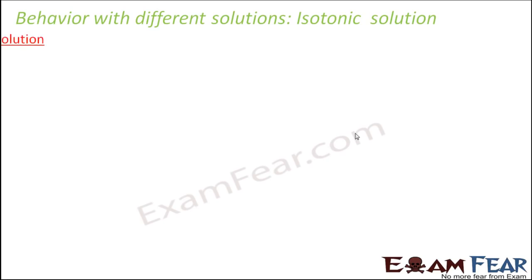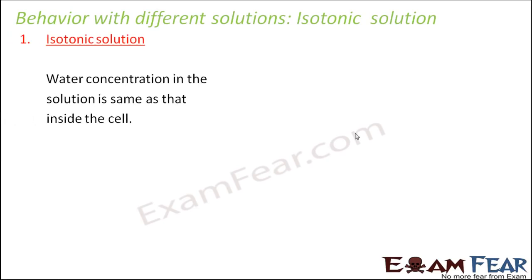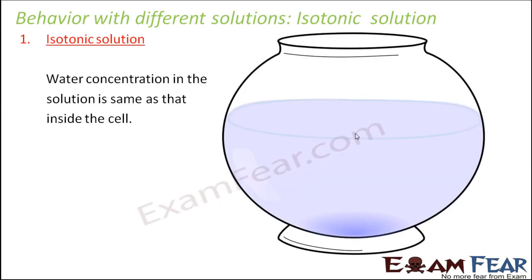Now let us look at an isotonic solution. What is it? A solution where the water concentration is the same as that inside the cell. So in this case, the concentration of the solution and the cell is the same. What do you think, where will the water flow? The water will not flow at all, because as per the process of osmosis, water always flows from a region of higher concentration to lower concentration. So if the concentration is the same, water will not flow at all. The cell will remain as it is. It will neither shrink nor swell.